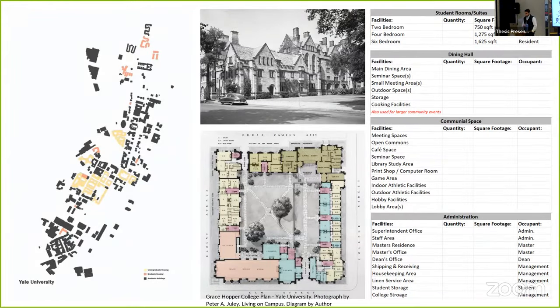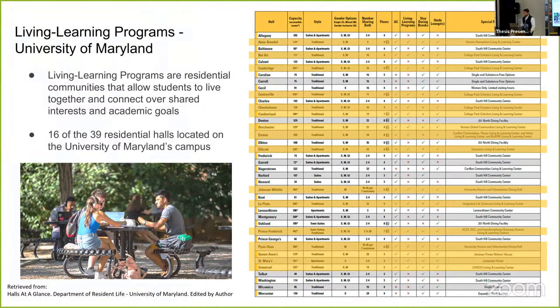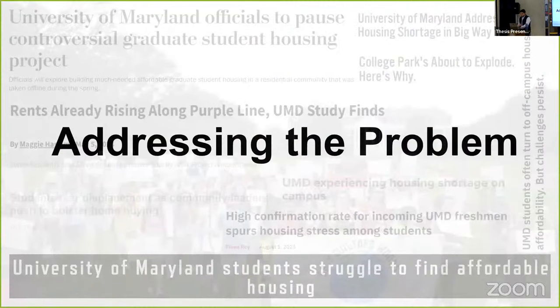When we look at Yale, the quadrangle, much like medieval monasteries and its predecessors Oxford and Cambridge, gave students access to seminar spaces, meeting areas, dining, libraries, print shops, athletic facilities, and hobby spaces, all facilitated by academic professors and deans who lived with them within that community. The way these have evolved over time is within living learning programs, which we have established at the University of Maryland. Currently 16 of the 39 residential halls have some sort of living learning program, many of which are honors colleges at the university. So how does the university address the problem of its housing?